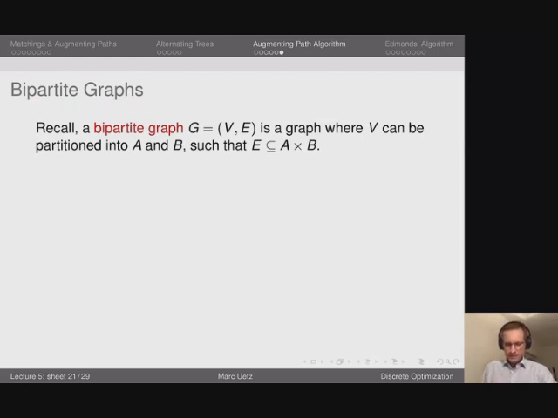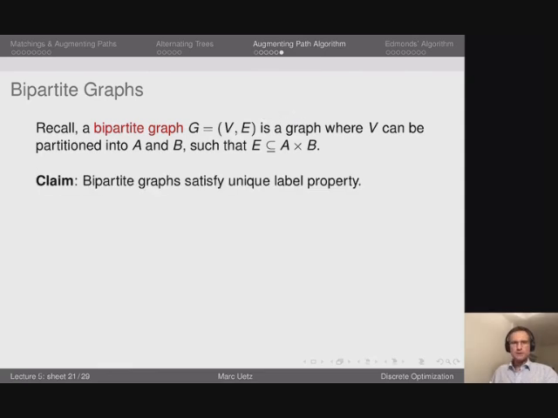Bipartite graphs, if you remember, are graphs where the set of vertices can be partitioned into two subsets, A and B, and all the edges go between the sets A and B, and there is no single edge which lies inside any of these subsets of vertices. What do bipartite graphs have to do with our unique label property and with the existence of odd length cycles? Well, first of all, bipartite graphs satisfy the unique label property.